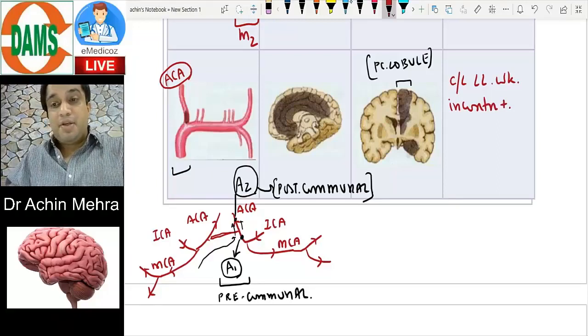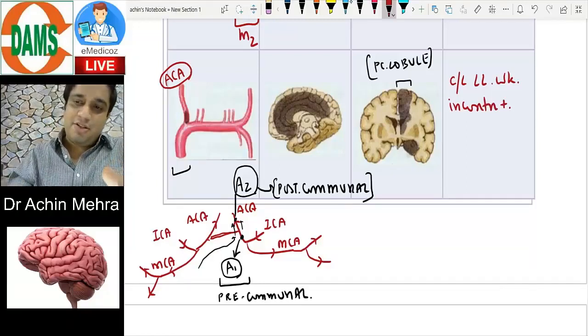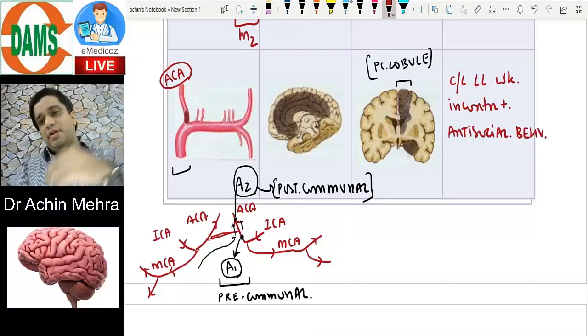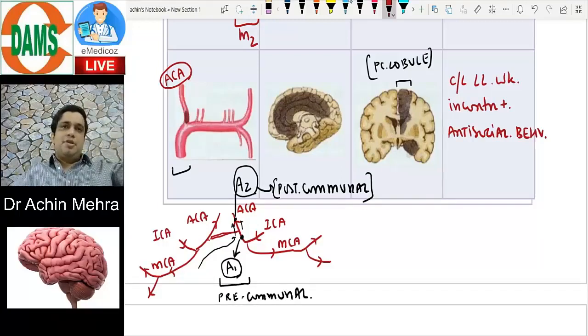And don't forget, ACA also supplies the prefrontal area, areas 9, 10, 11. If there is a lesion over there, what do we get? Antisocial behavior. So with a post-communal ACA infarction, beyond the communicating artery, these could be the neurological deficits, right?